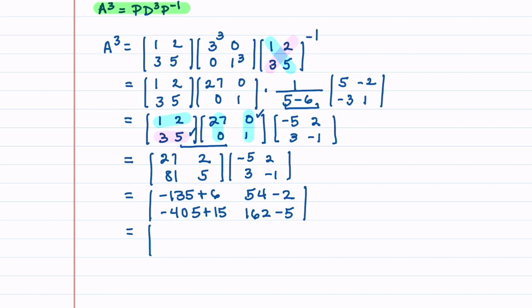Now we're going to take -135 and add 6. So that's -129. And then on the right, we get 52. And then in the lower left, we have -390. And then in the lower right, we have 157. And I'm going to highlight this because this is our final answer. That's what A cubed is equal to.